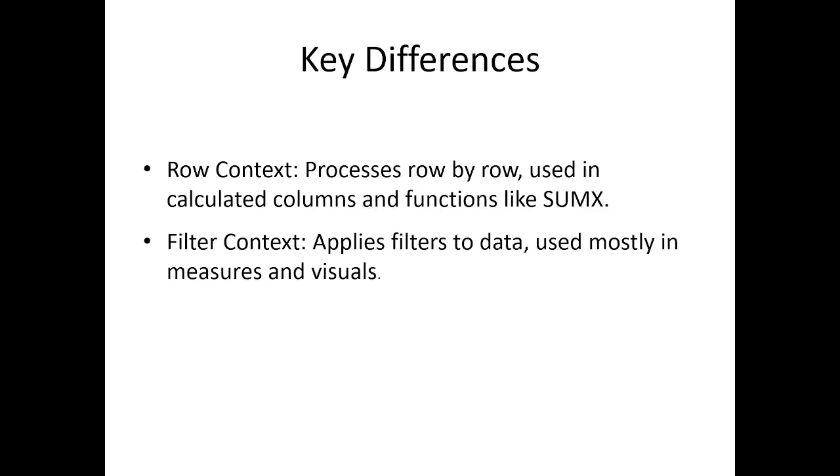What is the key difference then, to summarize? Row context is about processing row by row, used in calculated columns or functions like SUMX. Filter context applies filters to your data, used mostly in measures and visuals.